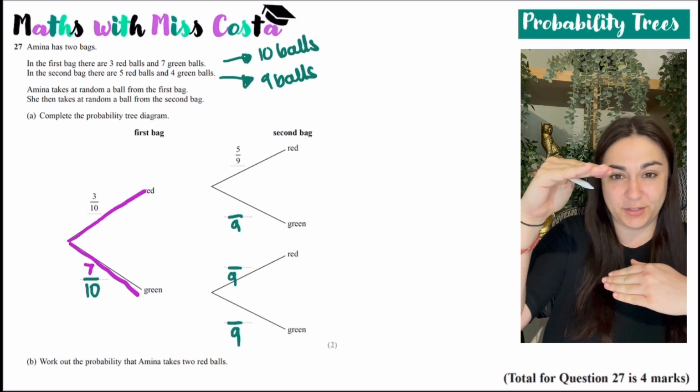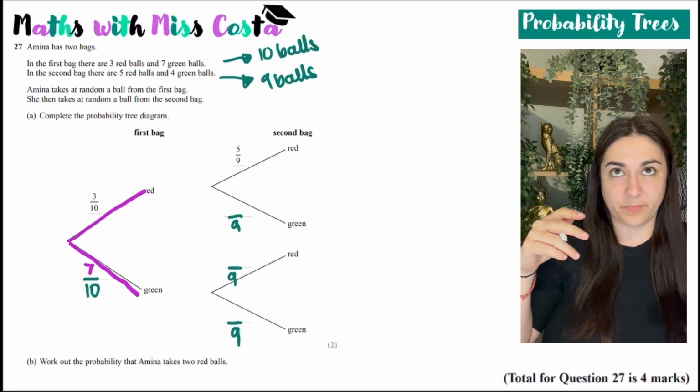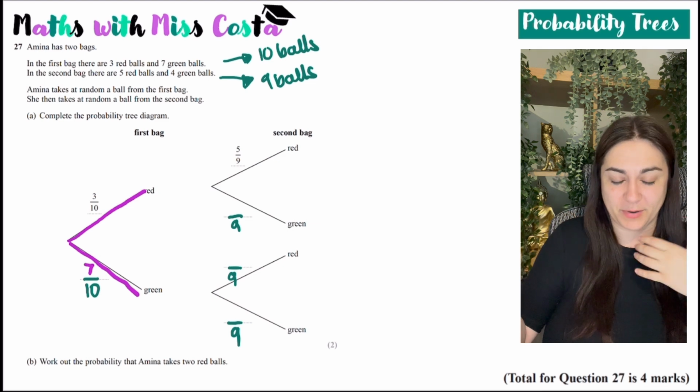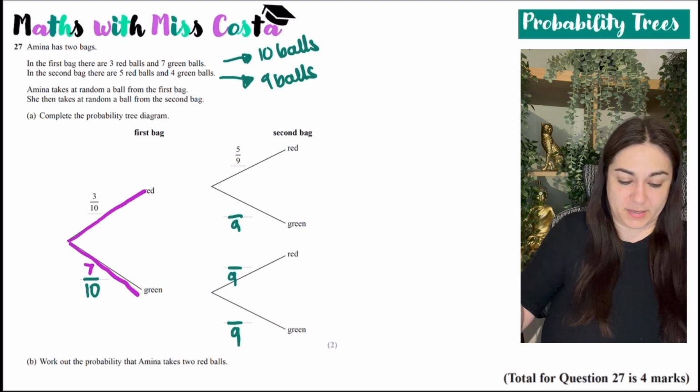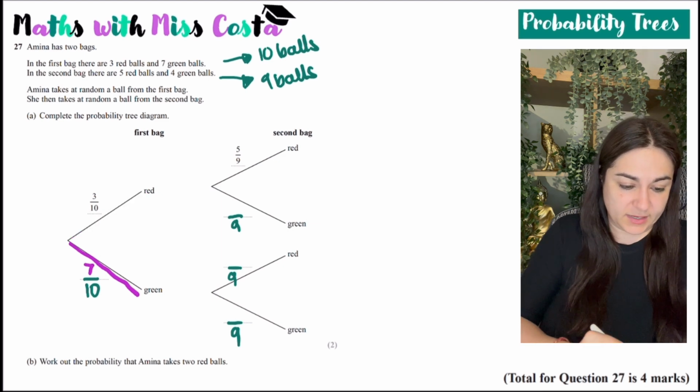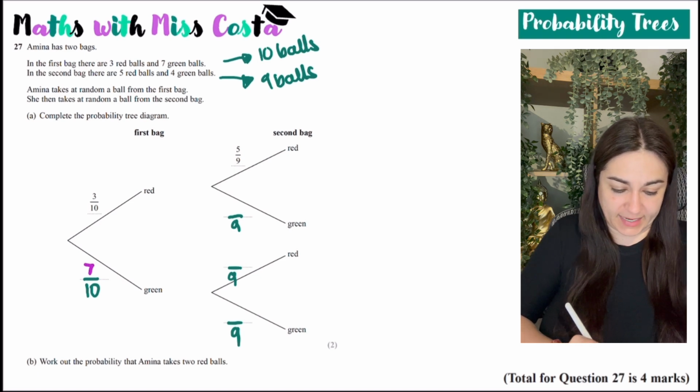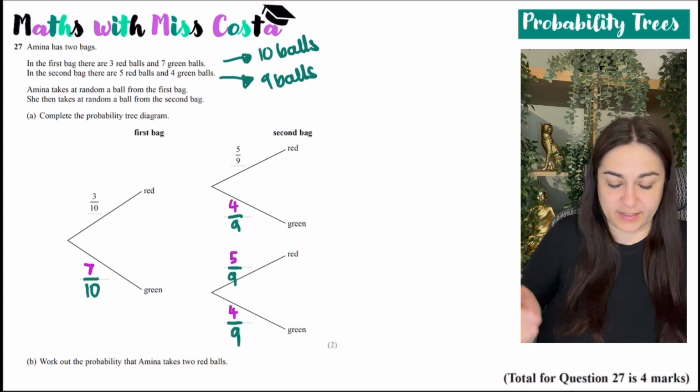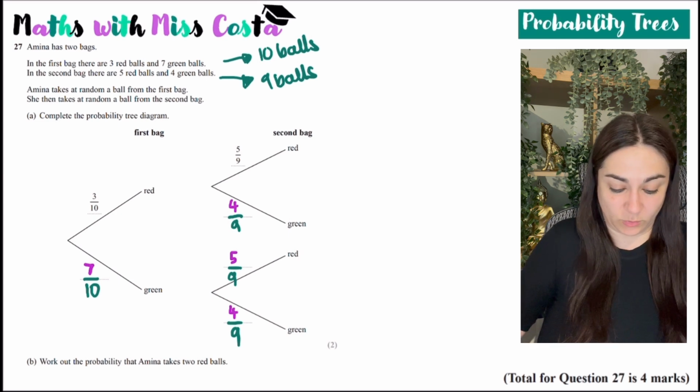are mutually exclusive, which means only one of them can happen at one time, and their probabilities must add to 1. So I've got 7/10 over here. Now for the second bag, there's 5 out of 9 red balls and there's 4 out of 9 green balls. So I just fill that in over here. So that's how I fill out my probability based on what's happening.